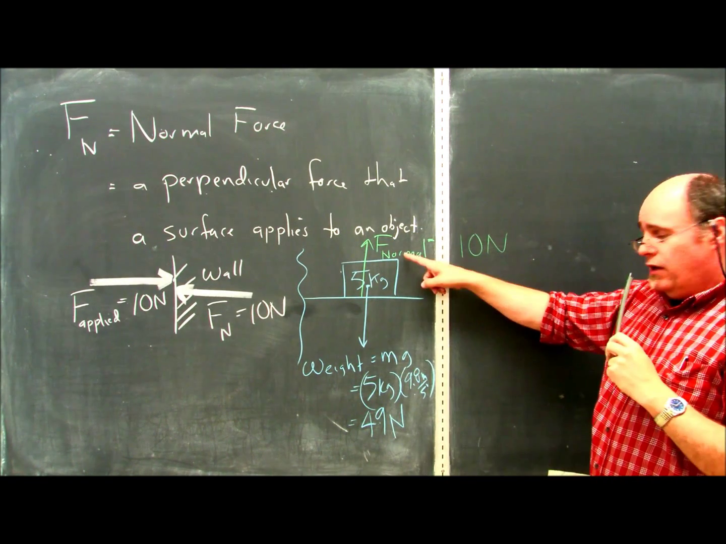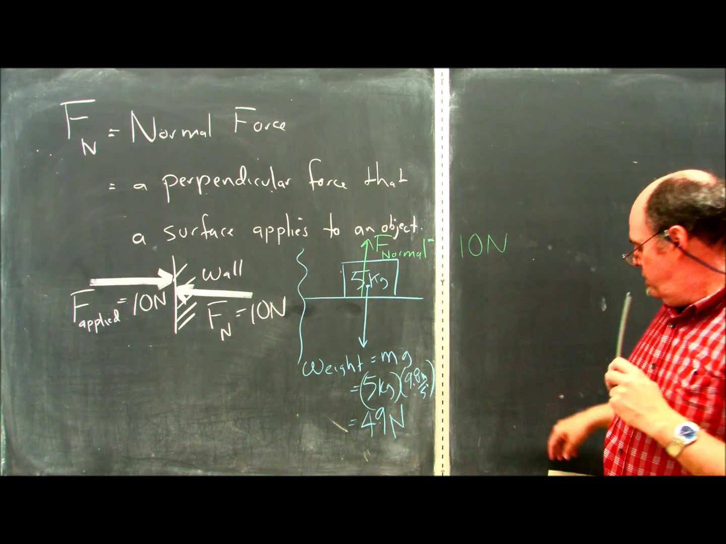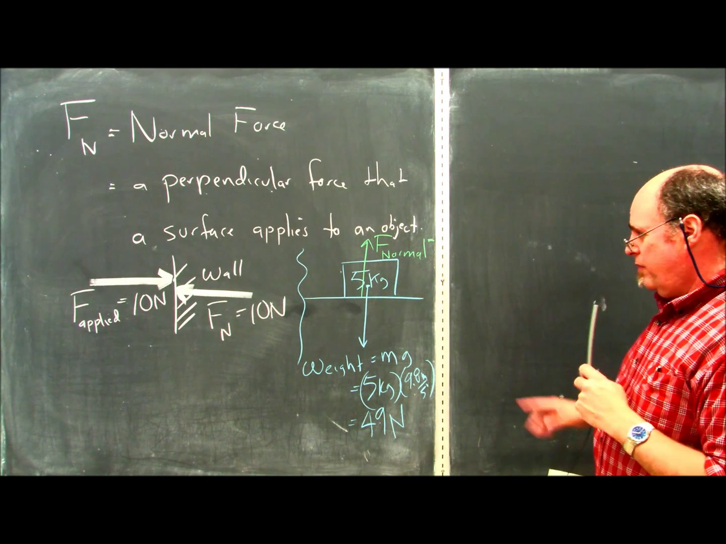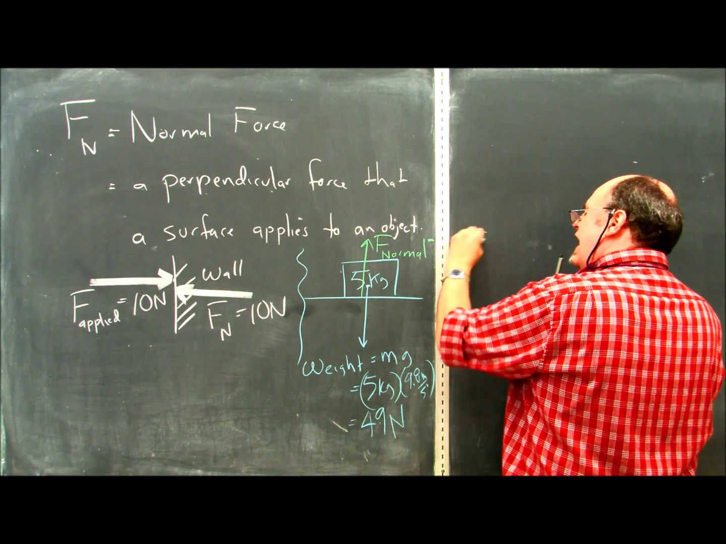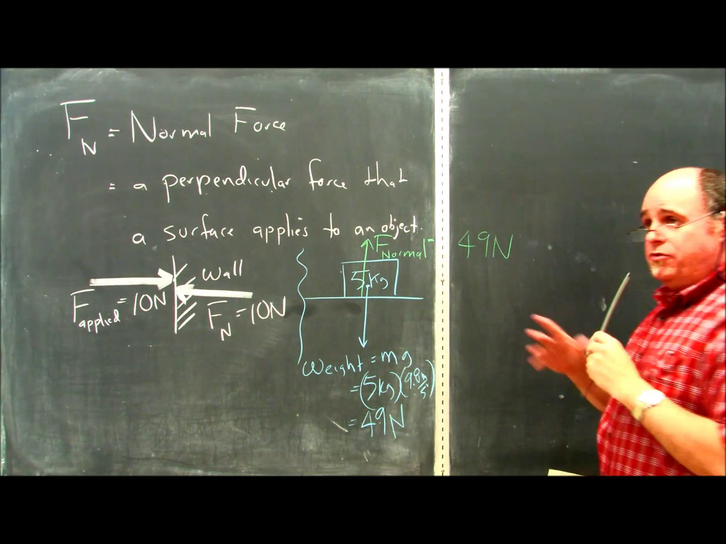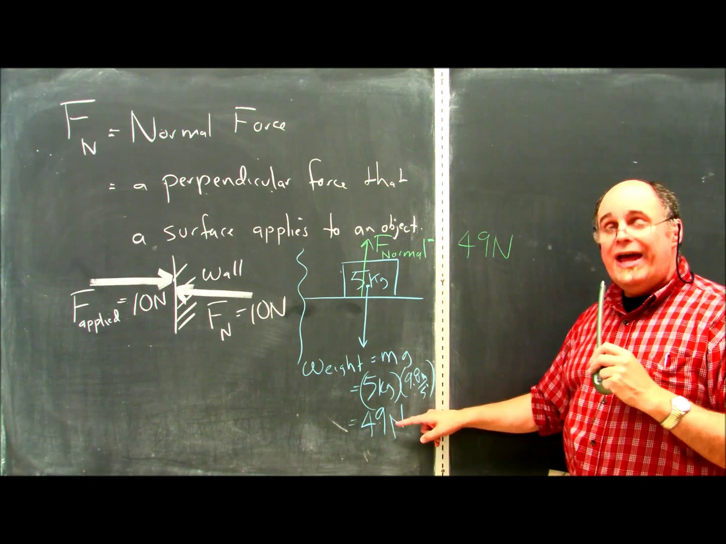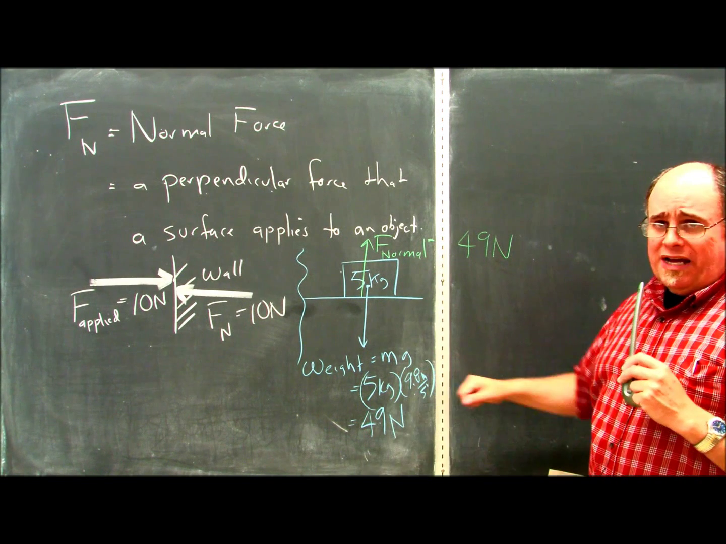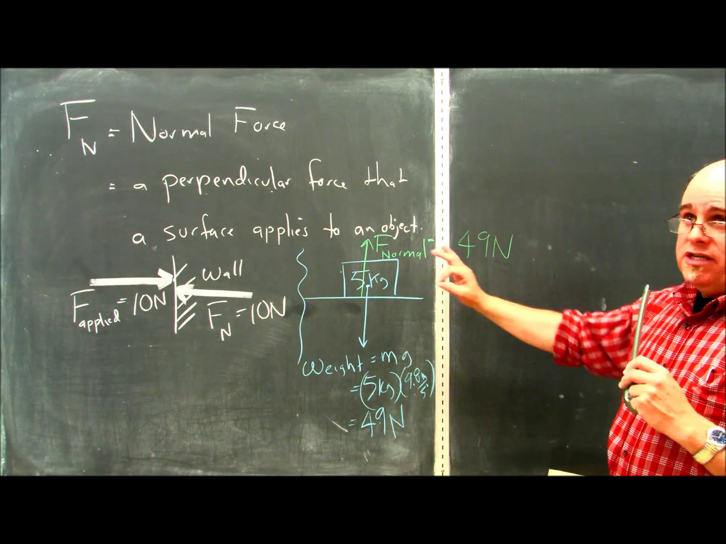Here's the force normal, so it's a 49 newton force going up. So if you have a 49 newton force going up plus a 49 newton force going down, add those two vectors. Anything going up is positive, anything going down is negative. And when you do, they cancel out and you'll get 0. The net force on that box is 0.